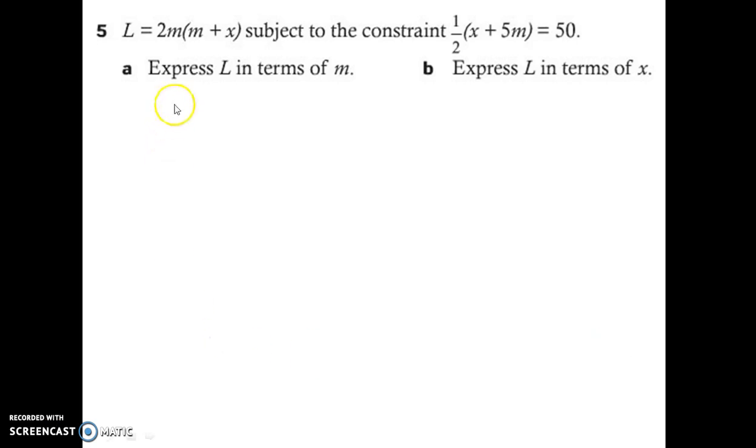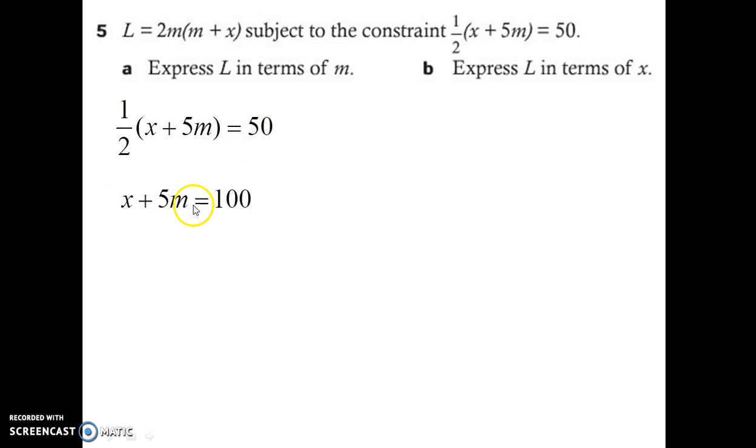So it says in A, express L in terms of M. So here's our L equation. We want it in terms of M, so we want the M to remain, but we don't want the other variable X. So when we look at our constraint, we need to solve this for X so that we can substitute it in for this X. So let's begin with the constraint equation. Solving this for X, first I'm going to get rid of this half, and I can multiply this side by 2 to make the half cancel. And I'll multiply this side by 2 as well. So the half is gone.